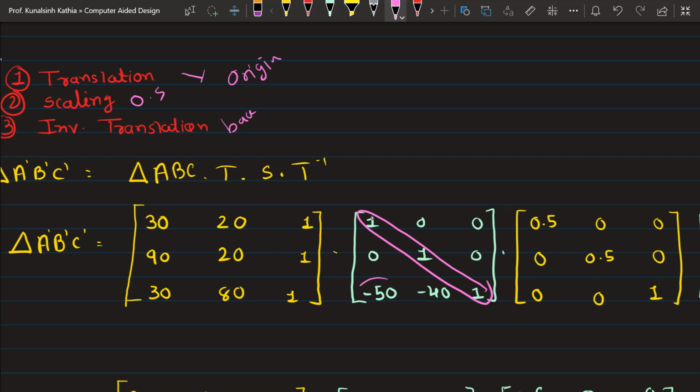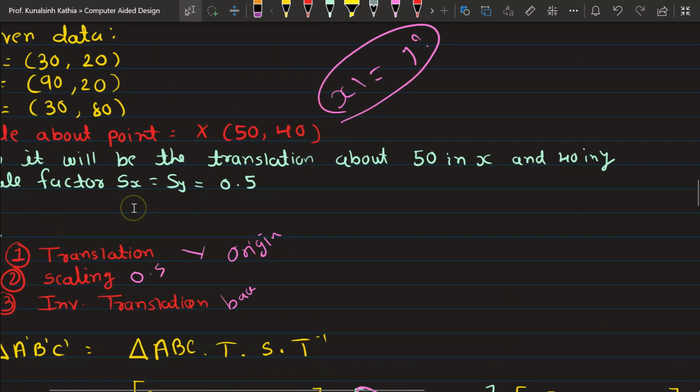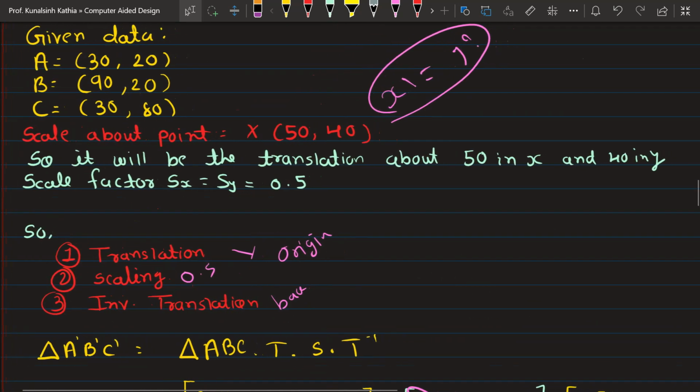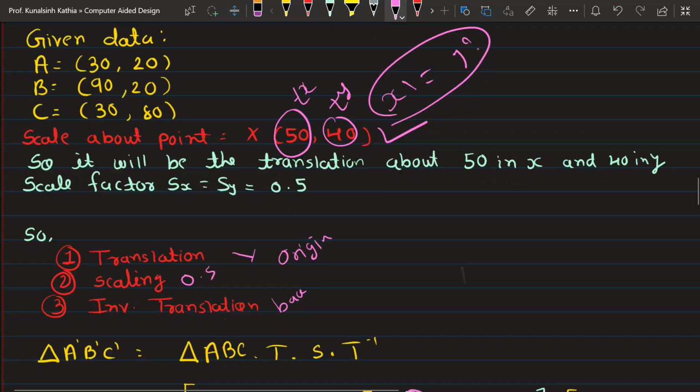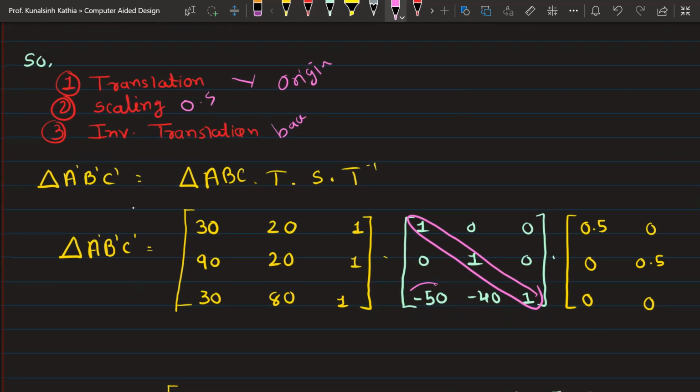Now this is not a scaling matrix, this is the translation matrix. They are asking for a translation about the point C, right? There is one point given here, 50 and 40. So this 50 is tx and this 40 is ty for me. So I am replacing those values in the translation matrix, minus 50, minus 40, because we want to bring it to the origin, so that's why I am putting negative signs here.